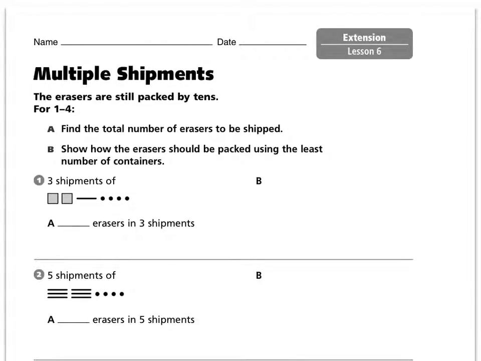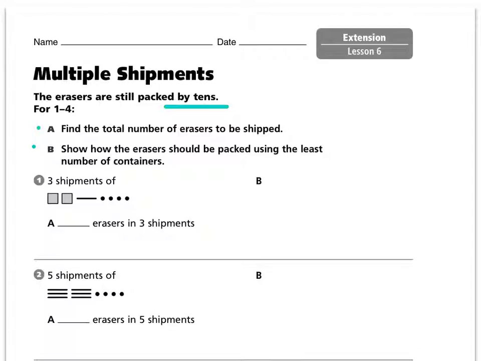Let's look at Chapter 3, Lesson 6, Extension, Multiple Shipments. The erasers are still packed by tens, so remember that we're working in tens still. For numbers 1 through 4, find the total number of erasers to be shipped. That's the first thing that we have to do. And the second thing, show how the erasers should be packed using the least number of containers. Okay? So let's look at this.